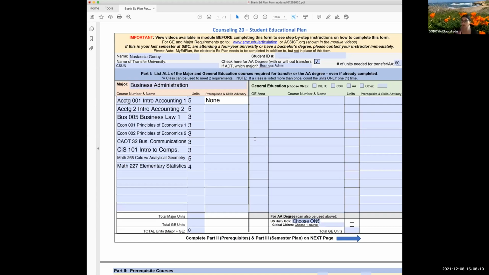So then I would go back to my ed planning sheet. Of course, for you, you're going to have both screens open, right? You're going to have the college catalog and the ed plan sheet. And I see, okay, I do need to take accounting 1 first. It's a prerequisite for accounting 2. So this is this third step, right? You've put down all your major courses. Now I'm going to the college catalog and I'm looking at, do these classes have prerequisites? And I'm going to list either none if no prerequisite is listed, or what the prerequisite is for each of these courses.